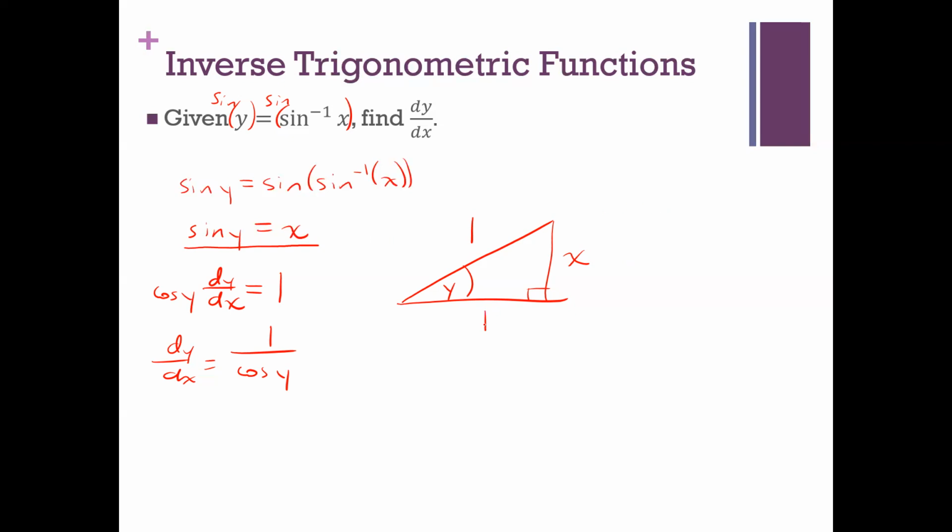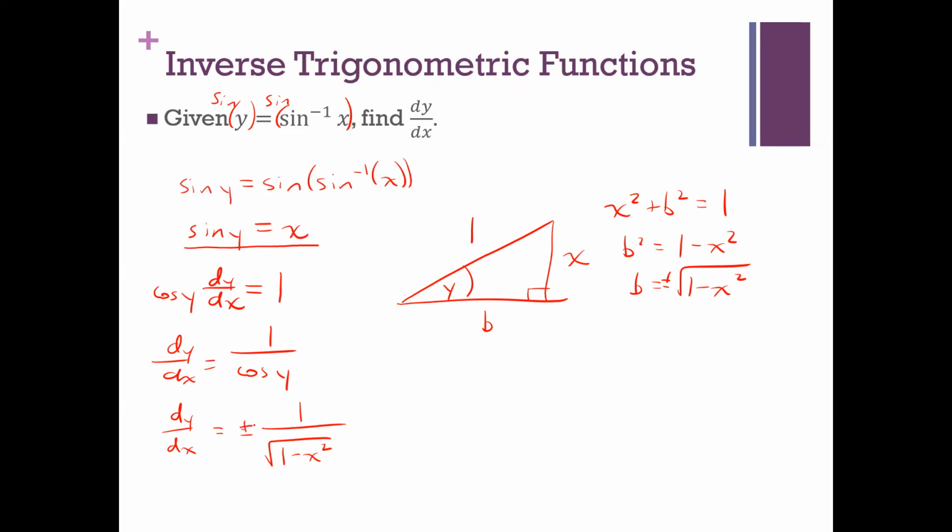So I'll call it b. You know that x squared plus b squared equals 1. B squared equals 1 minus x squared. B equals the square root of 1 minus x squared. I really should call it plus or minus. So let's do this so far. I got dy/dx equals plus or minus 1 over the square root of 1 minus x squared.